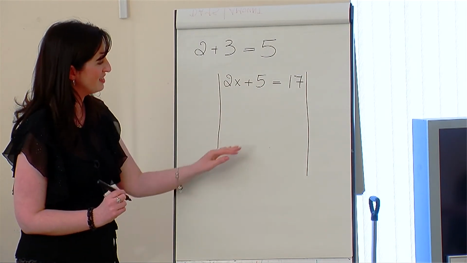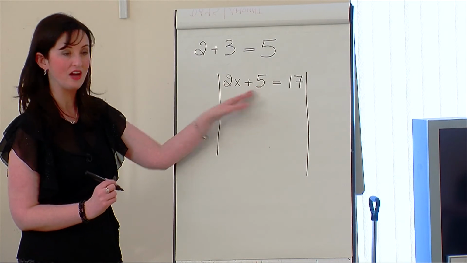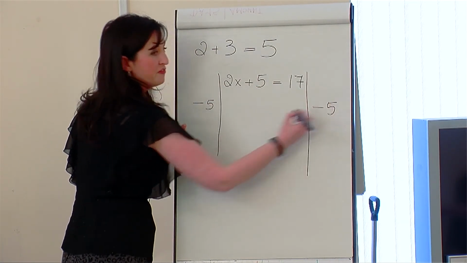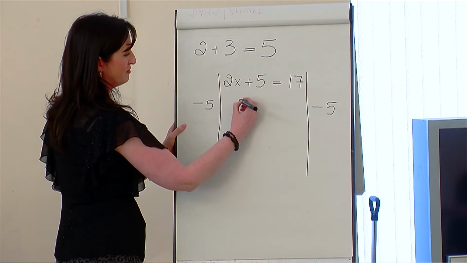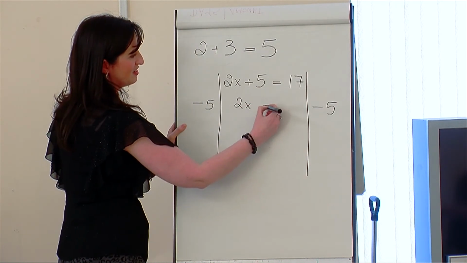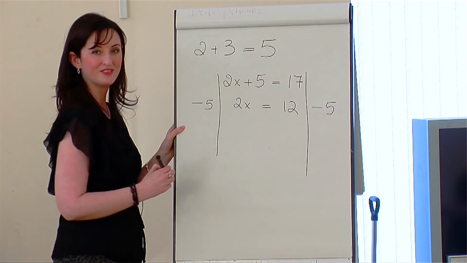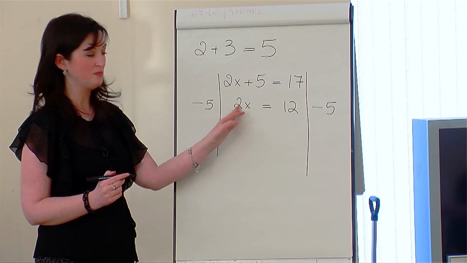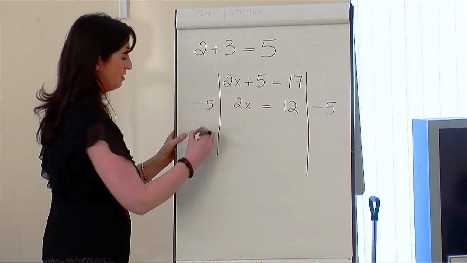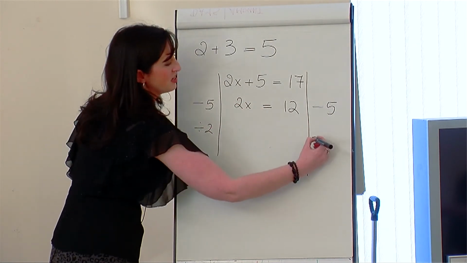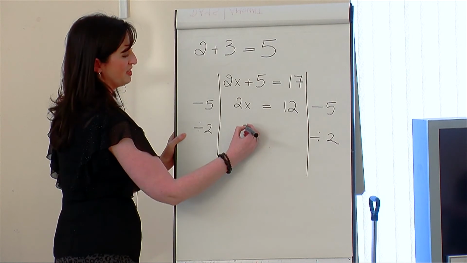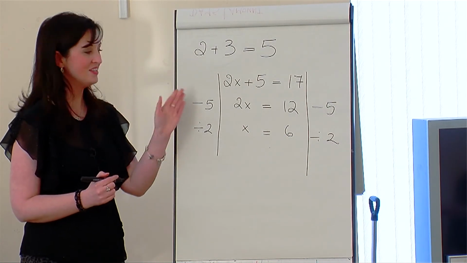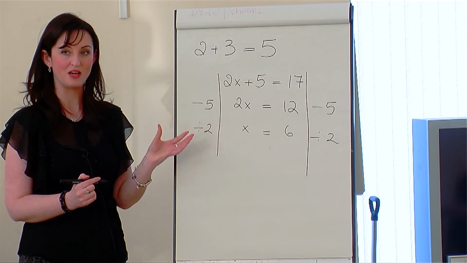So the first thing they need to do is subtract 5 from both sides. So they subtract 5 from both sides, and they're left with 2x equals 12. And now we know that we have to divide both sides by 2. So they have to divide both sides by 2. So they have x equals 6. Okay, isn't that a nice kind of teaching methodology?